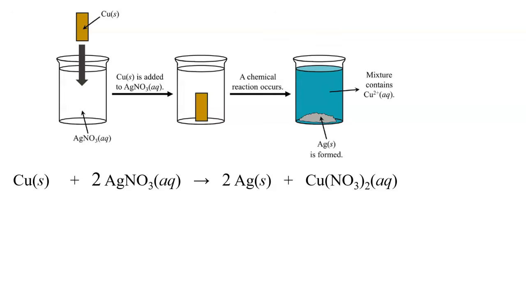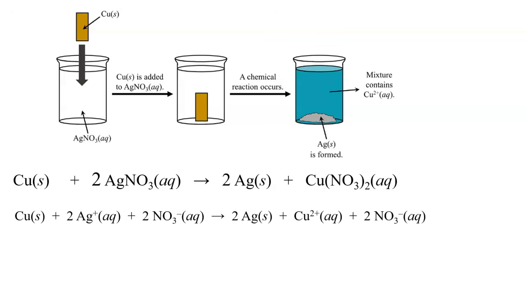I'm going to split up anything that is an aqueous ionic compound into separate ions. So on the left, I see aqueous silver nitrate. I will split that up into silver ions and nitrate ions. And because there is a 2 as a coefficient in front of the AgNO3, when I split that up, it will be 2 Ag+ and 2 NO3-. And on the other side of the equation, I will split up the formula of the aqueous copper 2 nitrate into Cu2+ ions and 2 nitrate ions.